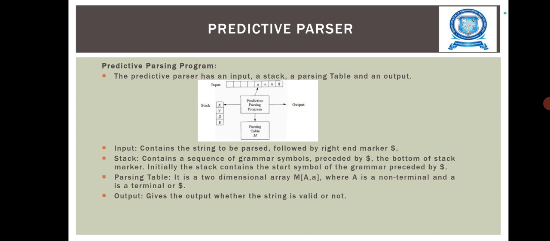Parsing table is a two-dimensional array M of A comma a, where A is a non-terminal and small a is a terminal or dollar. Output gives the result whether the string is valid or not.